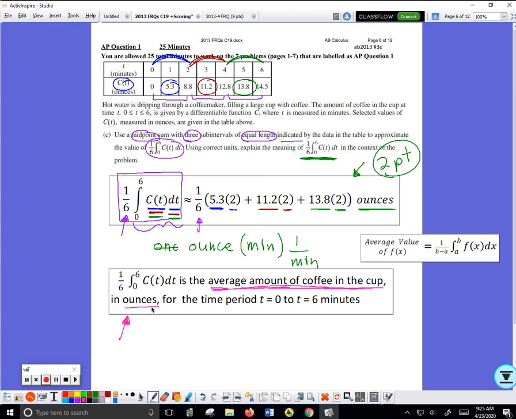You must have the word ounces. You must have the time period specified. You must have the word minutes. For all of that, you get 1 point.